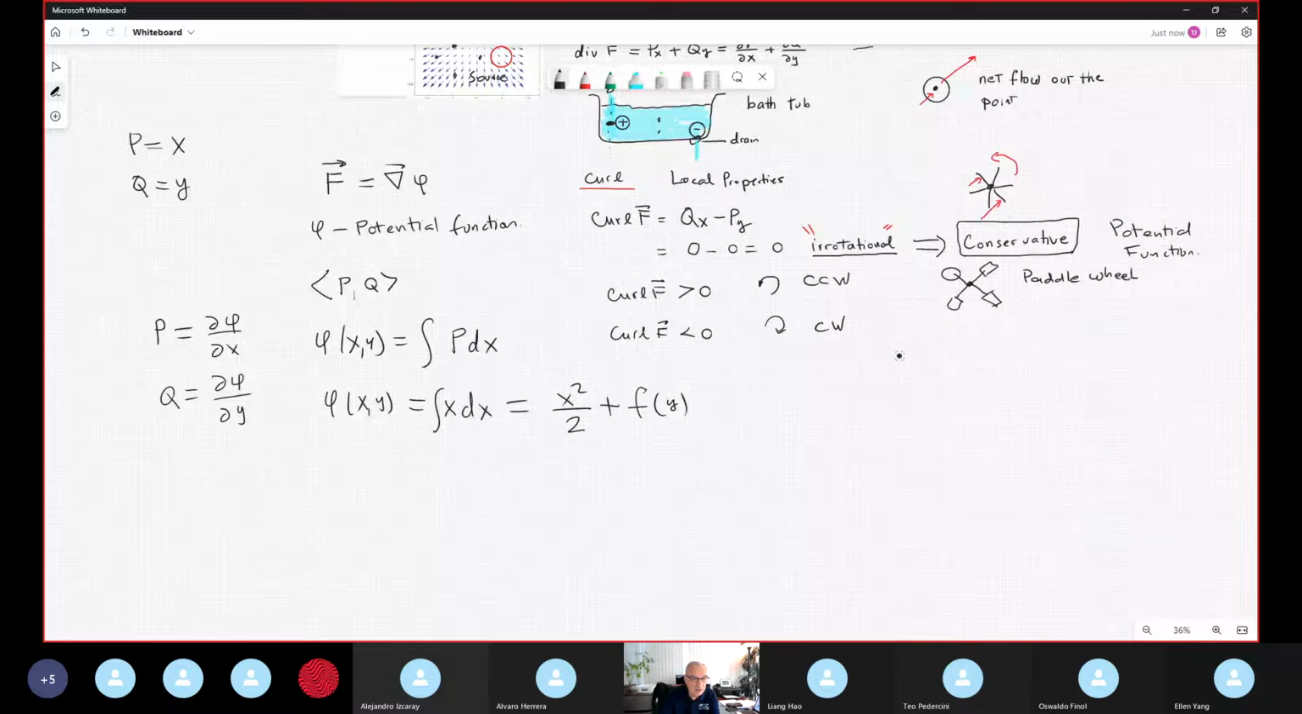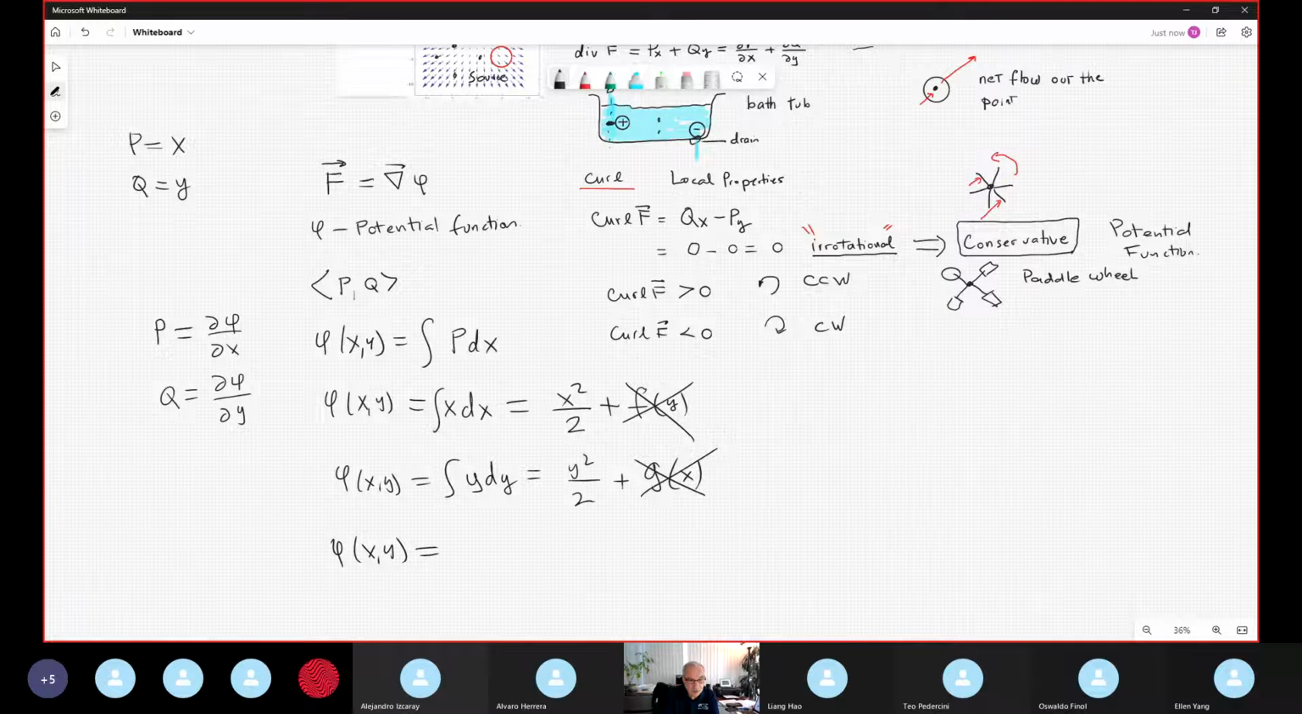Likewise, well, I did it using one component, but I can do it using the other component. Suppose there is integration of Q, which in our example is y dy. Okay, so it's y squared over 2 plus another arbitrary function depending on the other variable. So you don't worry too much about this because you put it together. Actually, our potential function is x squared over 2 plus y squared over 2. End of the story.